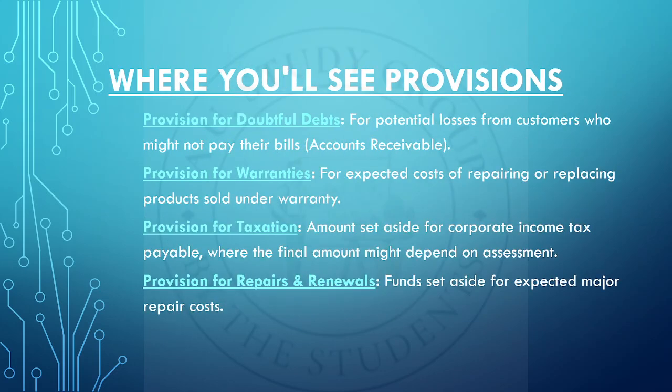Now, common examples you will see are provision for doubtful debts. That is when customers might not pay. When you are doing business, there will be bad debts, but you will not know how much. Generally, you can estimate that 2%, 3%, or 5% will be bad debt. Then provision for warranties, which we just explained, provision for taxes, and provision for repairs and renewals. These are the common provisions you see as an accountant.